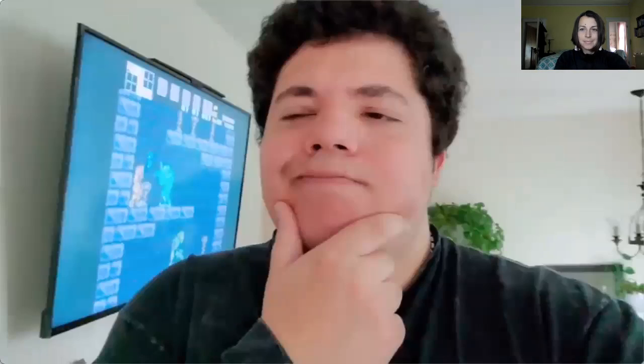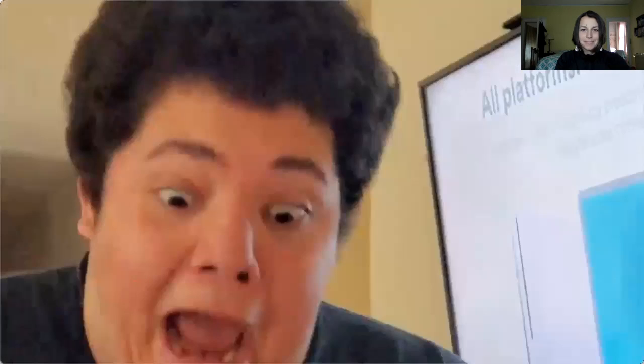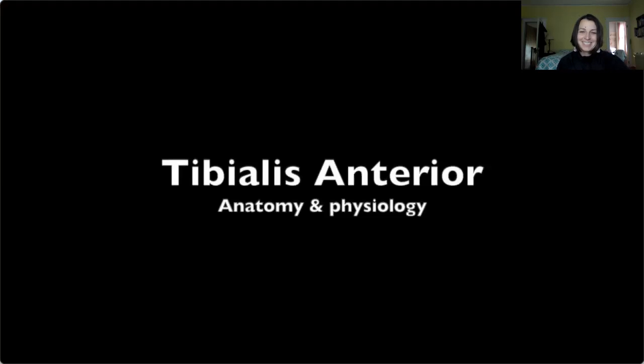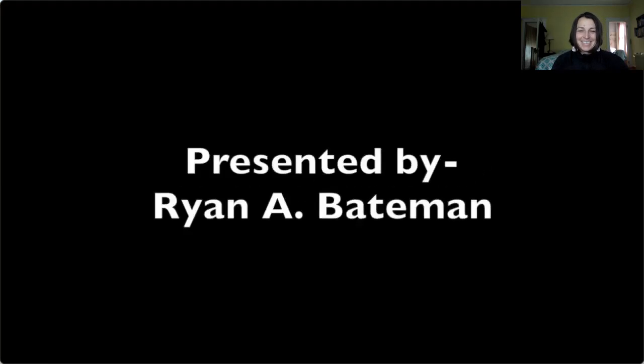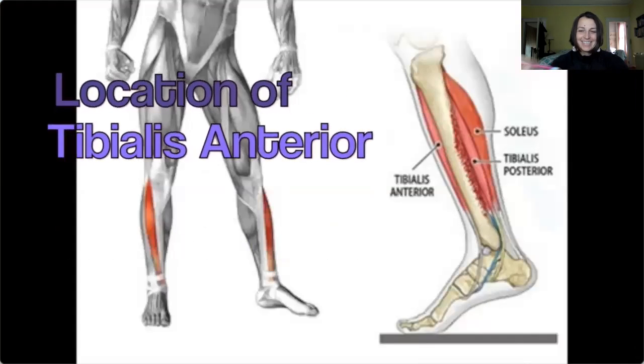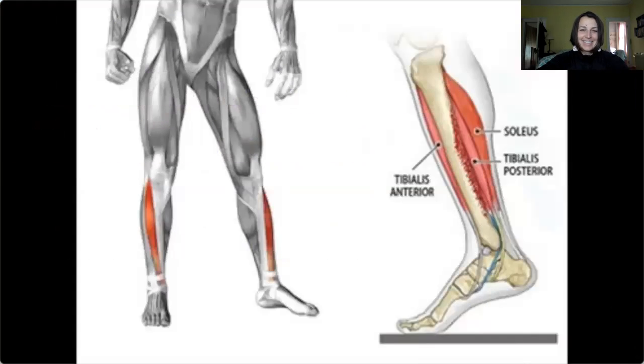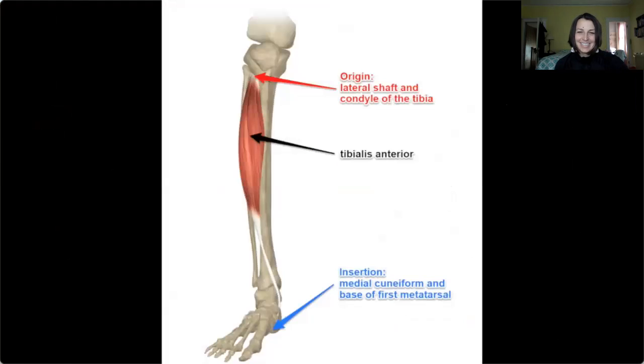What would be a quick and easy way for people to understand what tibialis anterior is? The location of the tibialis anterior is right at the shin, most notably the place where you will most likely bang your leg, as demonstrated in the video. The origin of the tibialis anterior is at the lateral shaft and condyle of the tibia right beneath the knee, while the insertion is the medial cuneiform and base of the first metatarsal at the base of the foot.